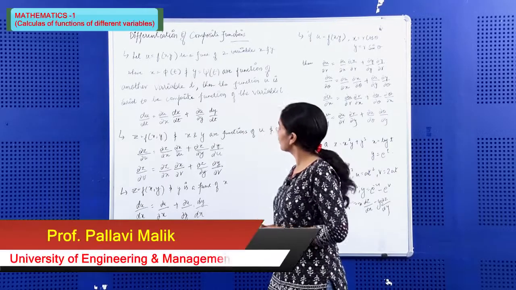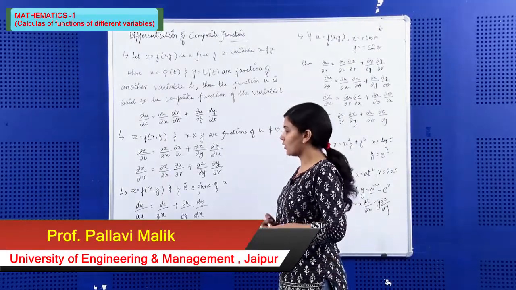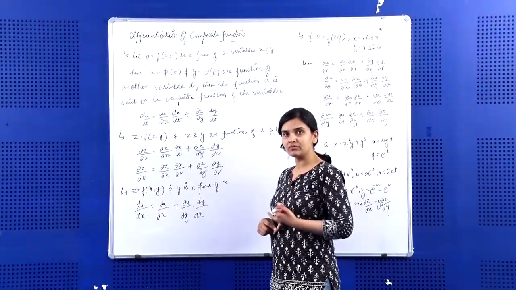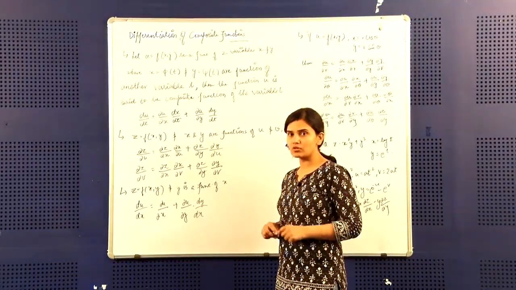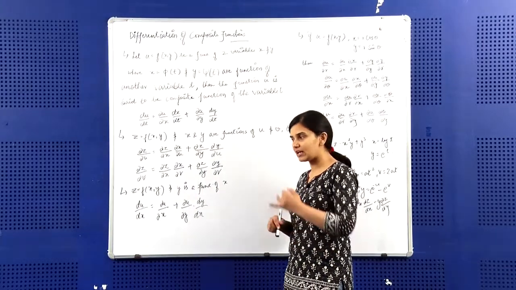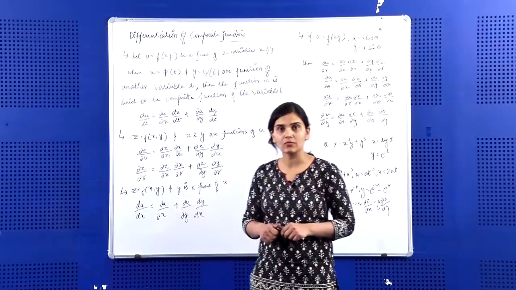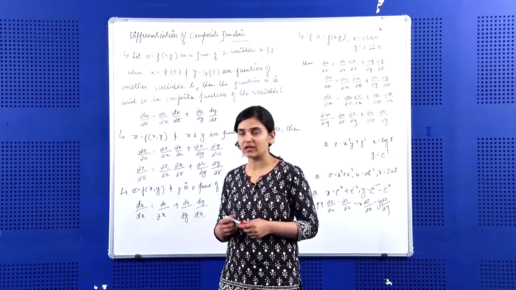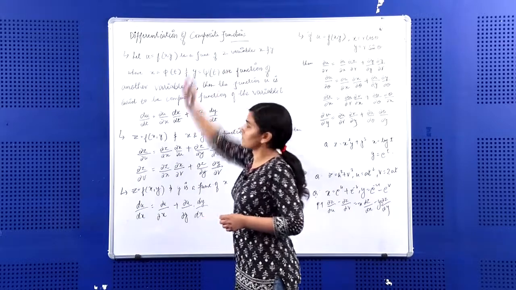So, hello everyone. In the last class, we studied Euler's theorem of first order derivative and second order partial derivative. Then we solved a few sums based on Euler's theorem. We verified Euler's theorem, and then we saw total differentiation of z, which depends on x and y. Now we are having differentiation of composite functions.